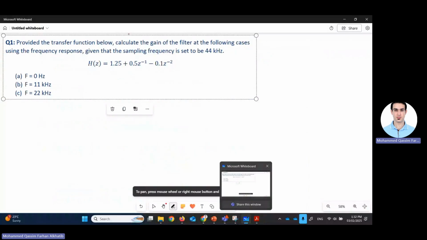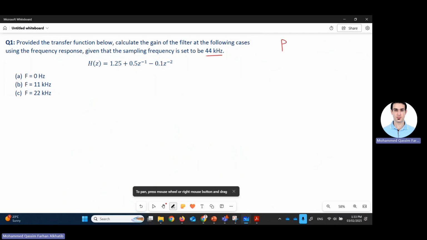So I have this question. Provide the transfer function below. Calculate the gain of the filter at the following frequencies using the frequency response given, where the sampling frequency is 44 kilohertz. So that is Fs given as 44K.